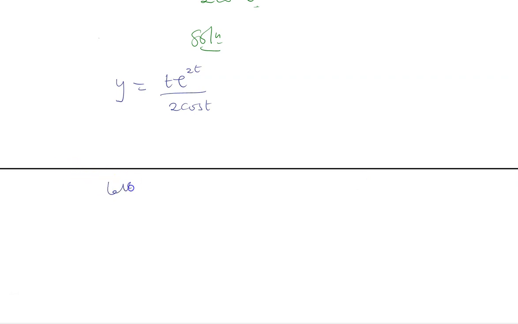We are going to let y be equal to u of x all divided by v of x. We get it. So in that case, u of x is equal to t e^(2t). So if I should find u prime of x, what do I do?